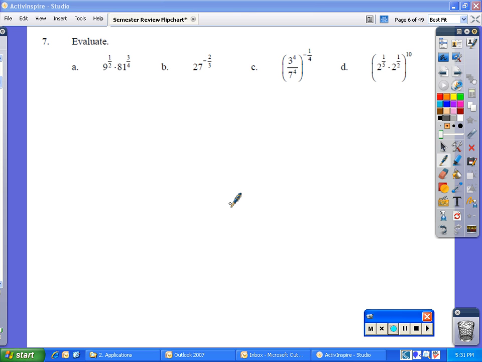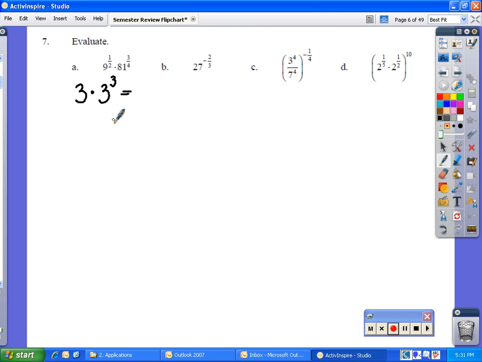Notice that 9 to the 1/2 is exactly the same as the square root of 9. Square root of 9 gives us 3. We then have 81 raised to the 3/4 power. Remember that the denominator in a fractional exponent is the index to our radical. So what we're really doing here is the 4th root of 81 raised to the 3rd power. The 4th root of 81 is also 3, and we can then raise that to the 3rd power.